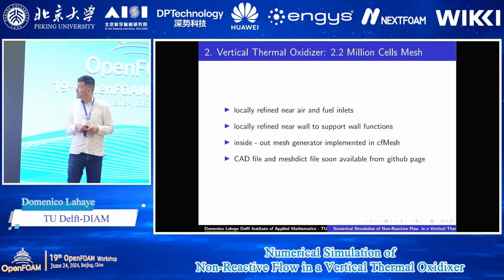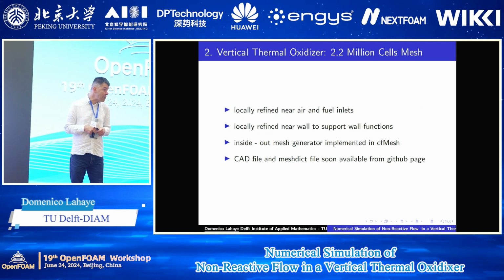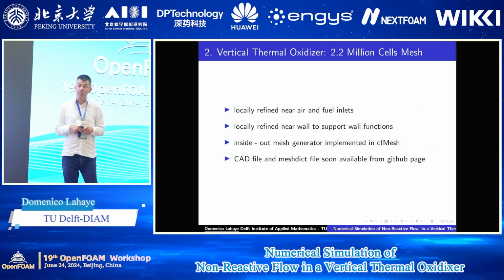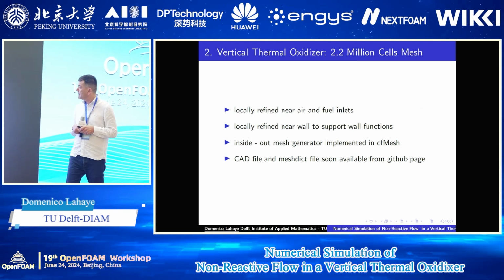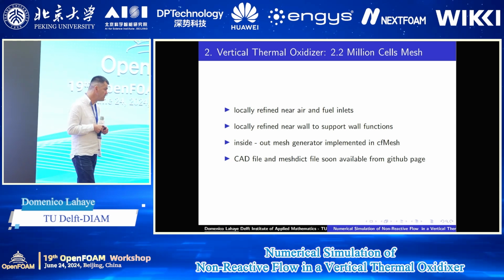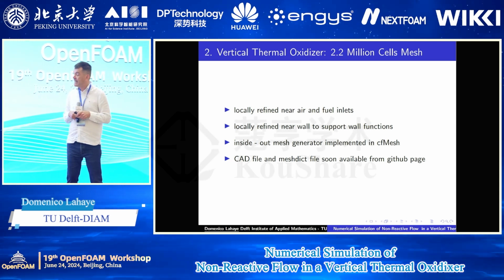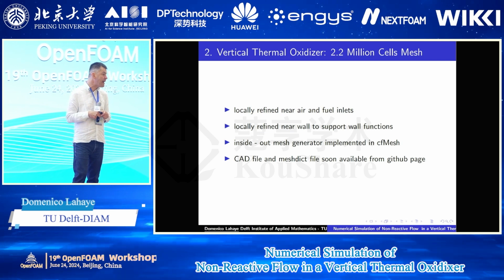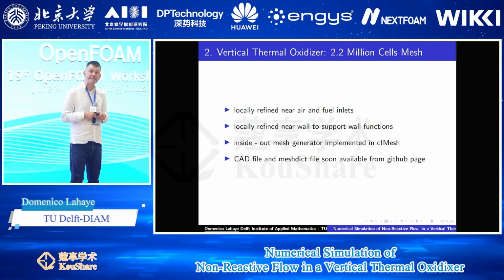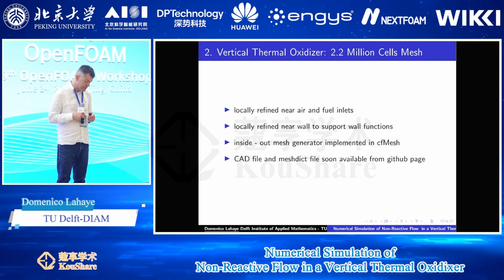What you see here is a mesh of about 2.5 million cells that are locally refined close to the inlets. And we also have refinements to be able to capture the boundary layers close to the wall. So this is a mesh generated using inside-out mesh generation implemented in CF Mesh. We hope soon to release the whole test case in a GitHub directory to be able to use this as a benchmark for future studies.